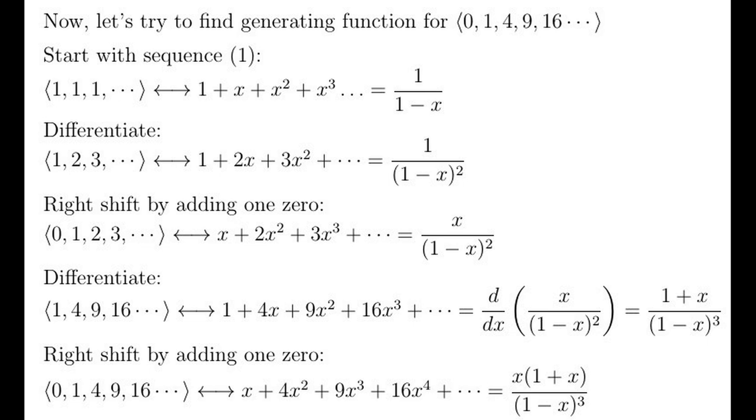Now we will shift this sequence by adding a 0, which means we will multiply the generating function by x. Then we differentiate again. We get 1, 4, 9, 16. If we keep doing the same operation on generating function, we are supposed to differentiate x upon 1 minus x bracket square. And hence, after differentiating, we get 1 plus x upon 1 minus x bracket cube, and then we want 0 to start with, therefore right shifting by adding a 0, which means multiplying the corresponding generating function by x. So for the sequence 0 1 4 9 16 we have corresponding generating function x into 1 plus x upon 1 minus x bracket cube.